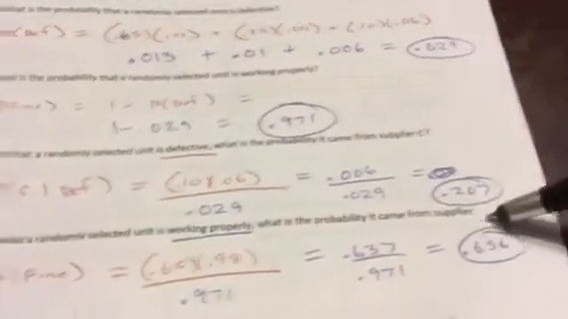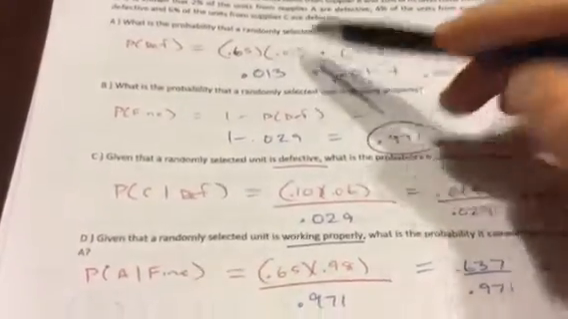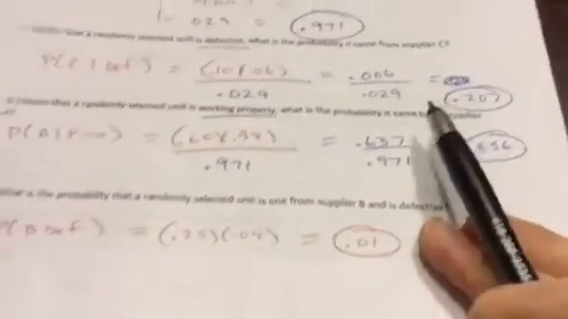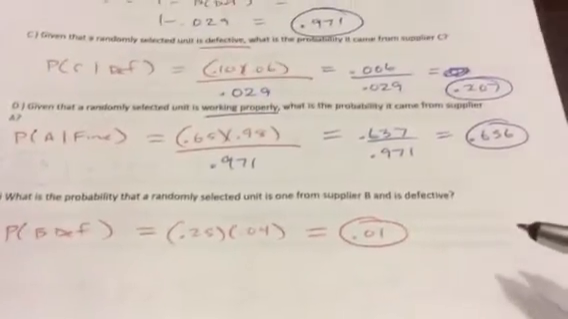Given that it is working properly, that's my denominator. What is the probability it came from A? If 2% of them are defective from A, 98% of them are working fine. It's a good chance that if it's working properly, it's coming from A because 65% of them come from A. In general, they get 65% of their supply from A. What is the probability a randomly selected unit is from B and is defective? So it's both from B and defective, 1% chance. All right, and we're rolling. Feeling good. That one's definitely on there.